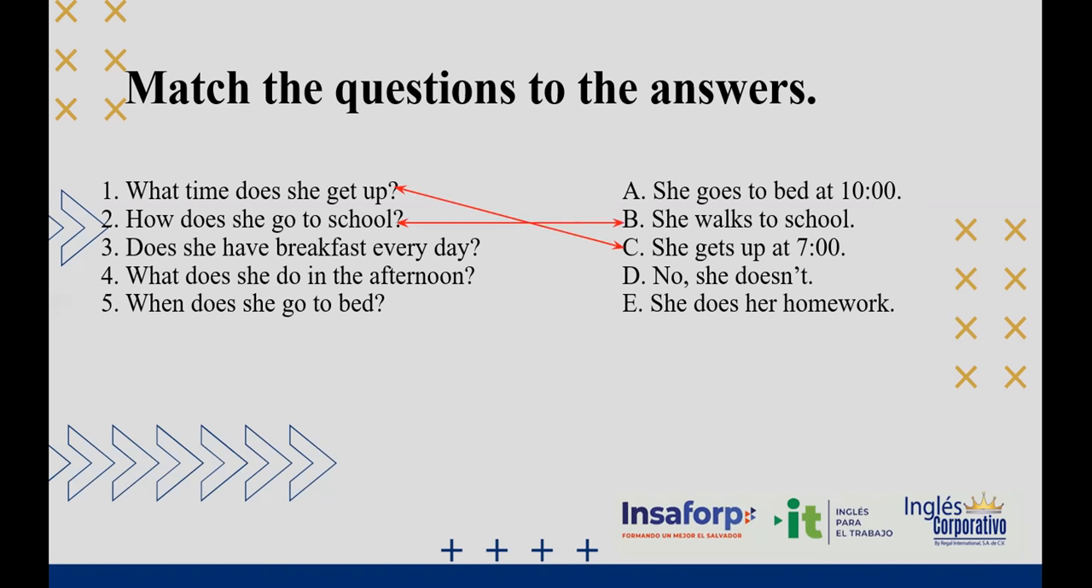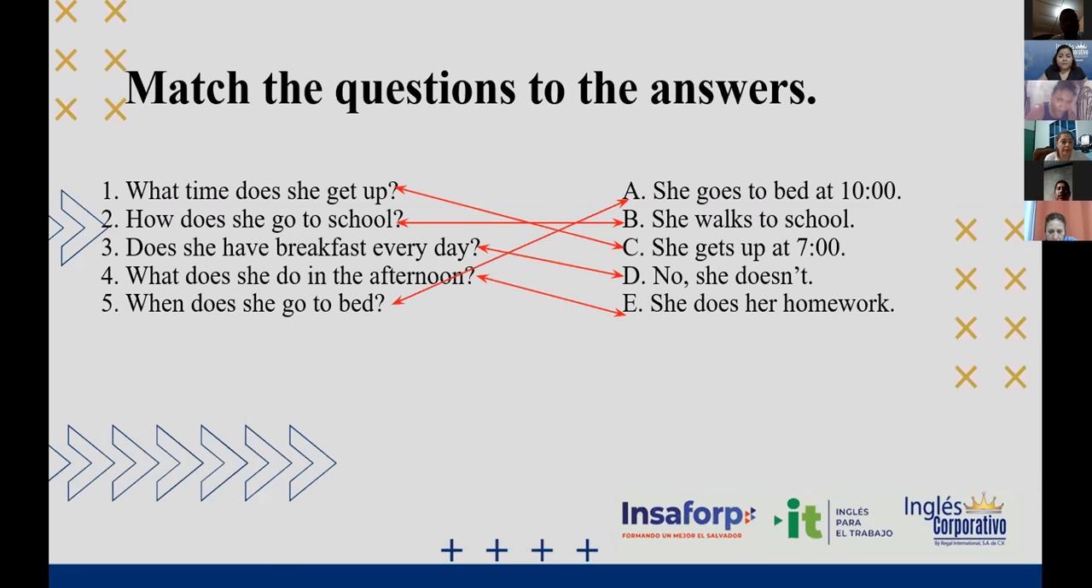Now we have number 3. Does she have breakfast every day? No, she doesn't. Good. What does she do in the afternoon? She does her homework. When does she go to bed? She goes to bed at 10. Very well. So there, guys, we have all the answers for this. I want you to practice pronunciation with me, okay?